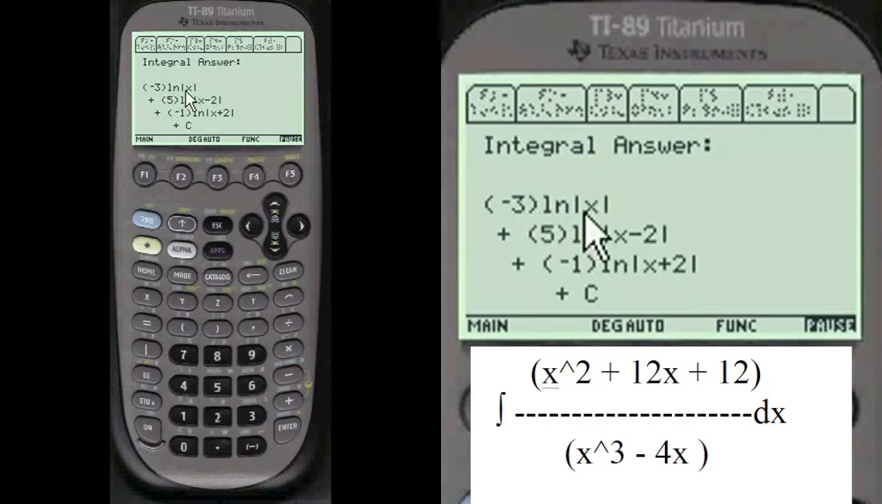So minus 3 log absolute x, plus 5 log absolute x minus 2, minus 1 log absolute x plus 2, plus c.